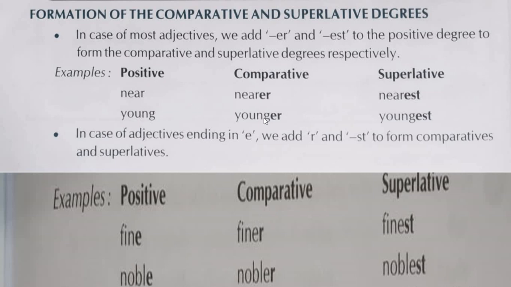Young, younger, youngest. In case of adjectives ending in e, we add r and st because e is already there. Okay, here e is not there, so we are adding er. And you remember the spellings we did, no? In case of adjectives ending in e, we add r and st to form comparative and superlative. Fine, finer, only r is there. See, finer, finest, st. Noble, nobler, noblest. So I hope you'll remember.